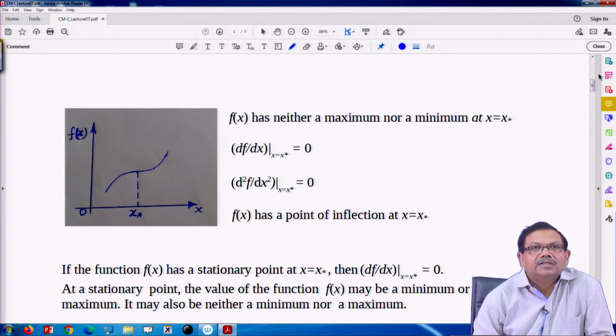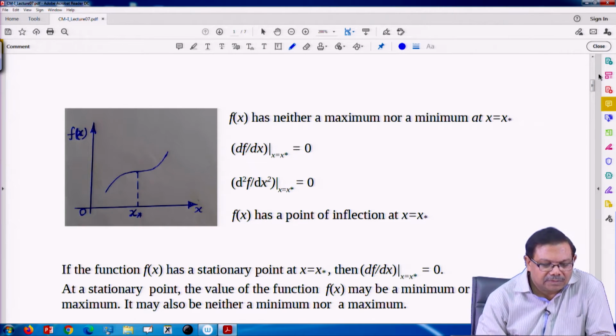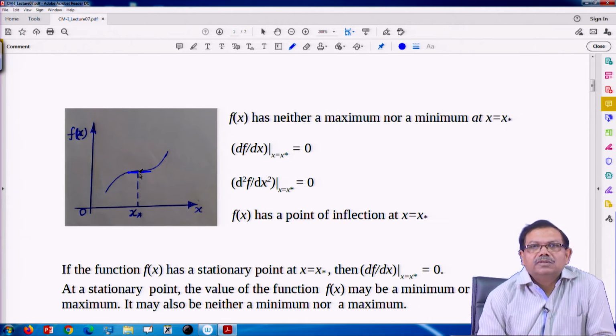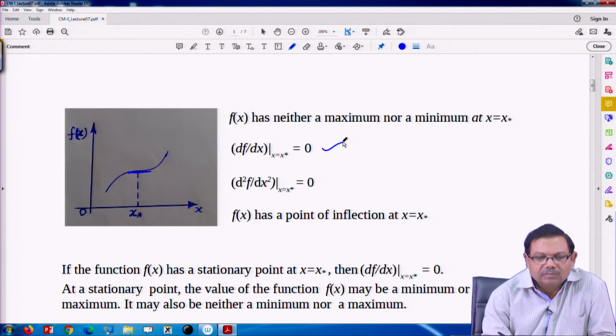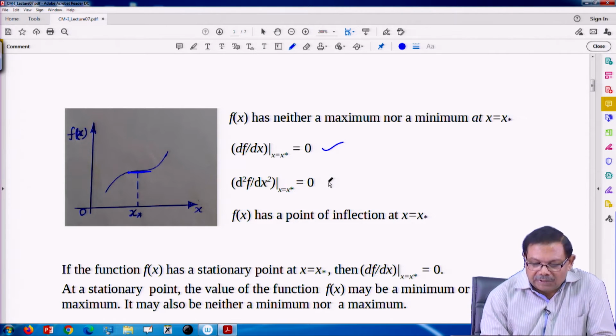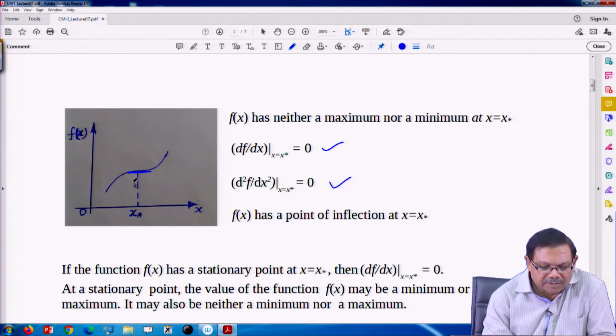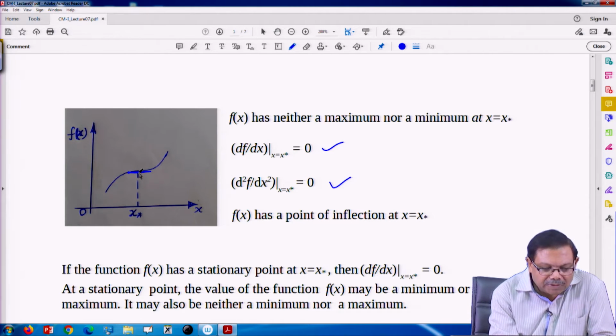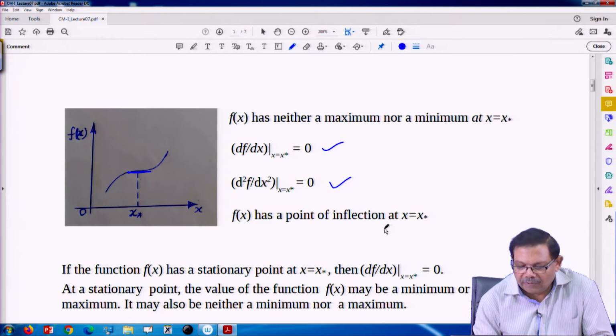Now, let us say another case, here f of x is plotted in such a way that at x equal to x star, again the slope is 0, but the curvature is also 0. So, the slope is 0, but the curvature is neither positive nor negative. So, the second derivative of f of x with respect to x is also 0. We say such points are points of inflection.